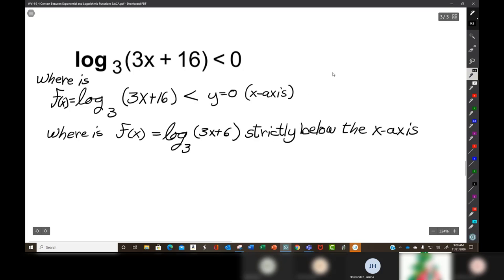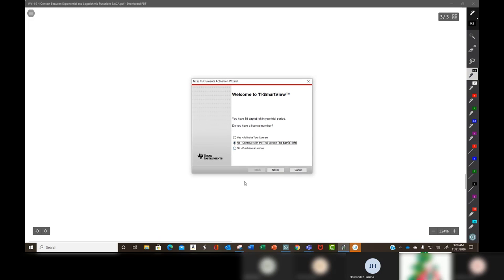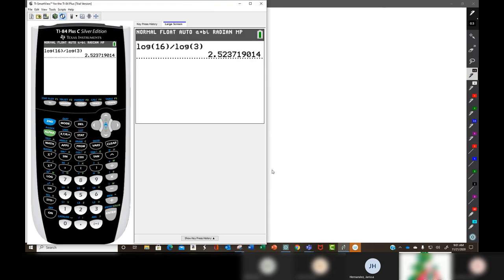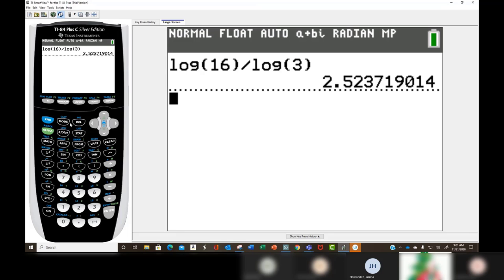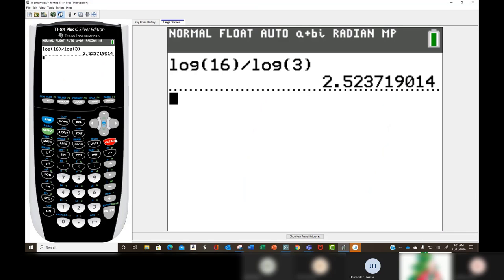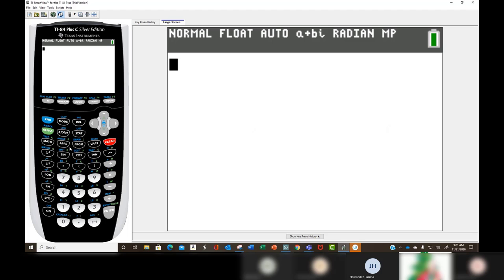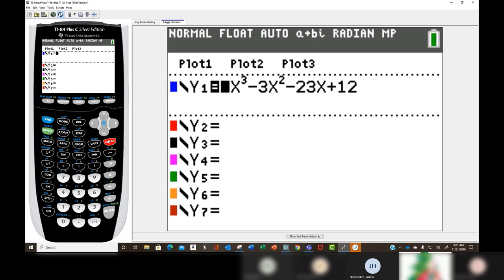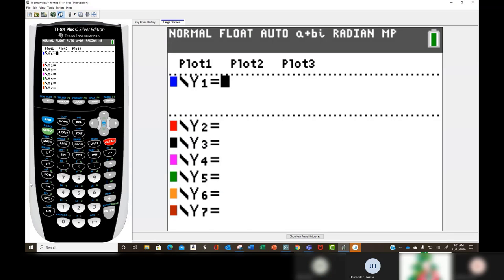Well, let's take a look at the graph. We're going to graph this two ways that are identical. Okay, the first thing I'm going to do is go to log base. And then the second thing I'm going to do is show you the change of base formula, which is great for people who do not have log base on their calculators.